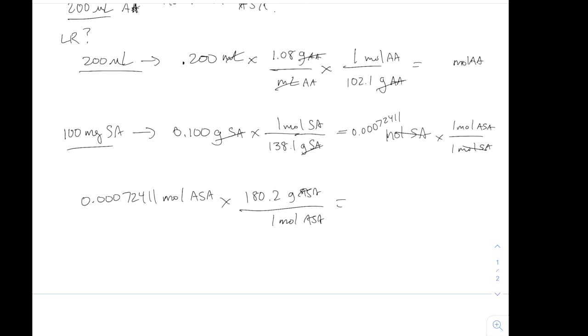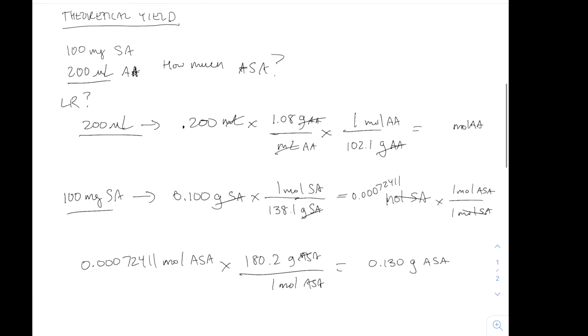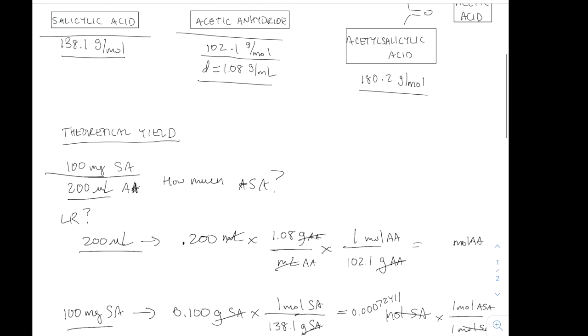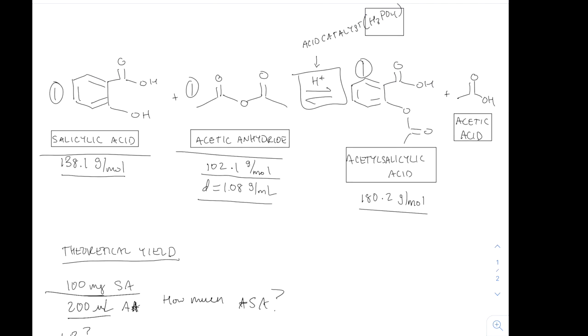And so that's 180.2. I got 0.130. I'm just going to leave it at that. Acid. So we started with about 100 milligrams of salicylic acid, and then we should get more in terms of mass, just because the mass of the product is greater, and we've actually added this acetyl functional group or this portion of the molecule. That's why it's called acetylsalicylic acid.